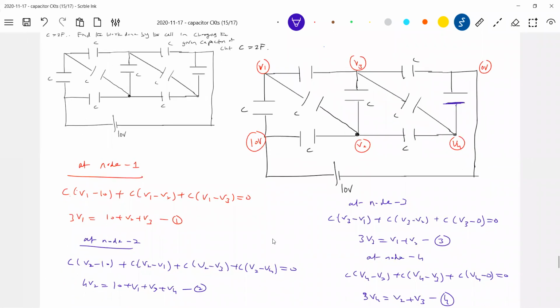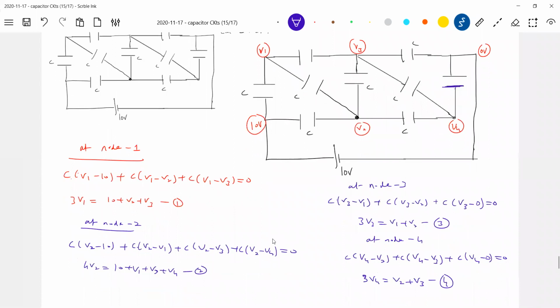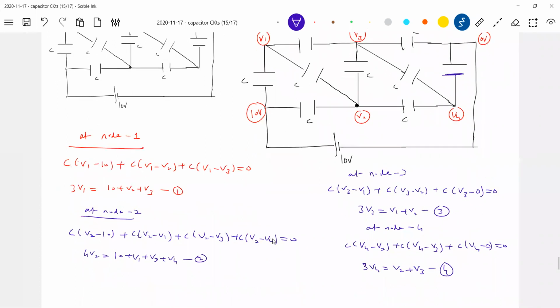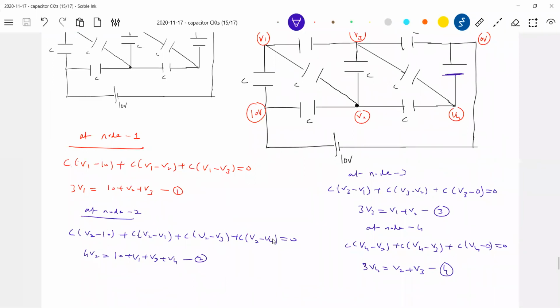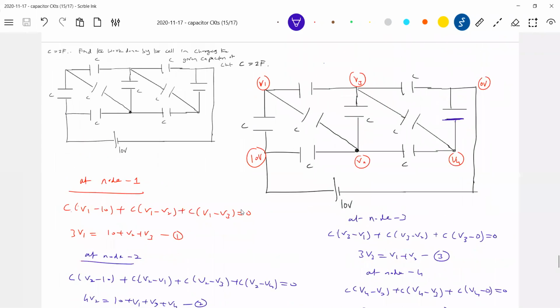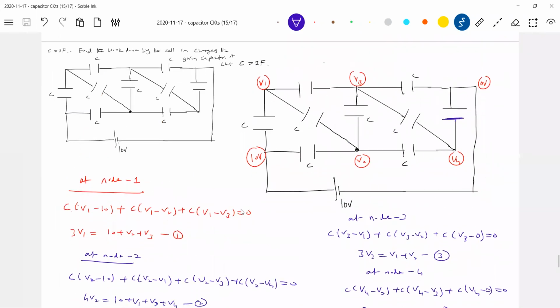Sorry, heat generated. Actually, half of it will go as heat, no? Half of the work done will be heat. Yes, sir. Work done by the cell is 46.6. Yeah, okay, I'll write down.